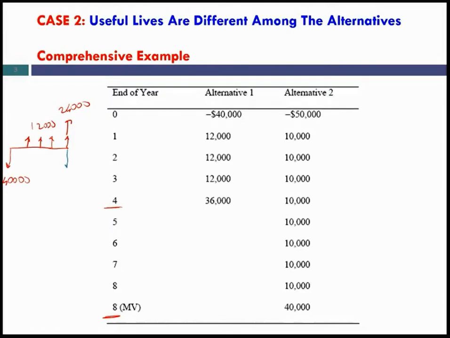And how do we repeat it? We will assume that every cash flow occurs again. So this is year 1, 2, 3, and 4, and it will repeat itself until the 8th period, 8 years, 24,000. As you can see, this red one is the first repetition and the blue one is the second repetition, and now we have 8 years of life for alternative 1, and for alternative 2, it's already 8 years.